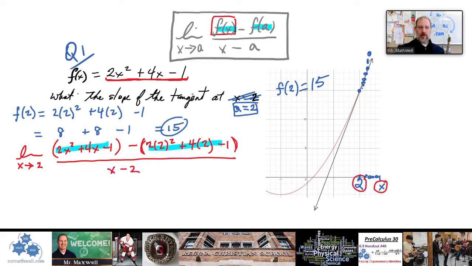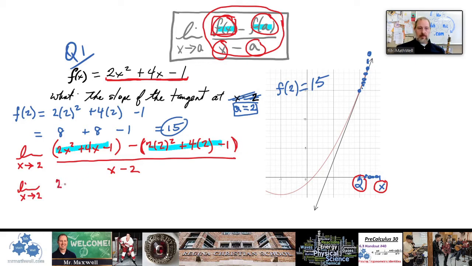So this is how you go about setting up your limit. Again, this is the definition for the slope of the secant line connecting x and f of x, and a and f of a. And we are going to take the limit as x gets closer and closer to our a value. Okay? So again, I'm going to copy out this limit notation. X approaches 2.